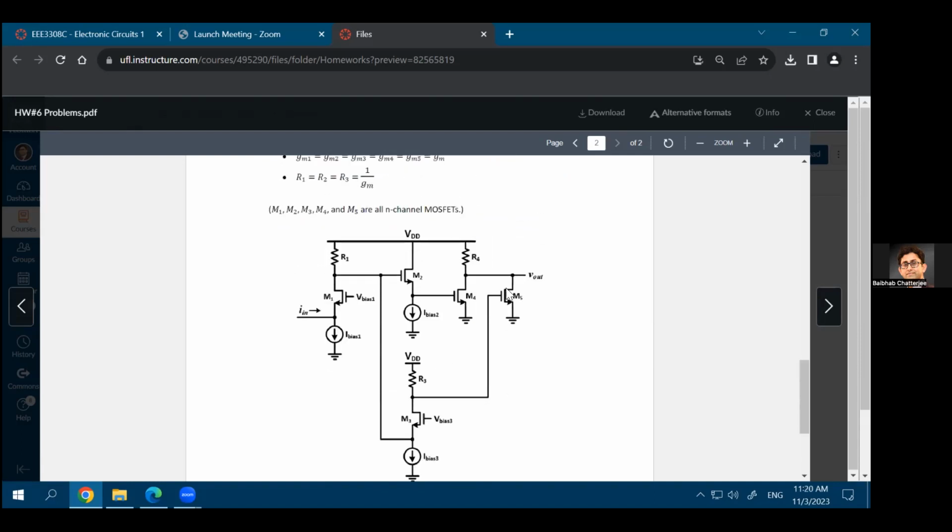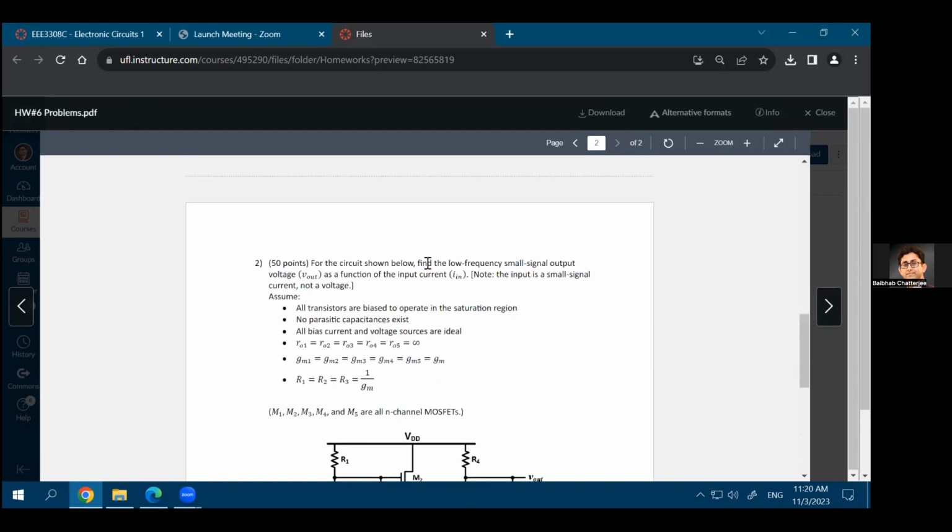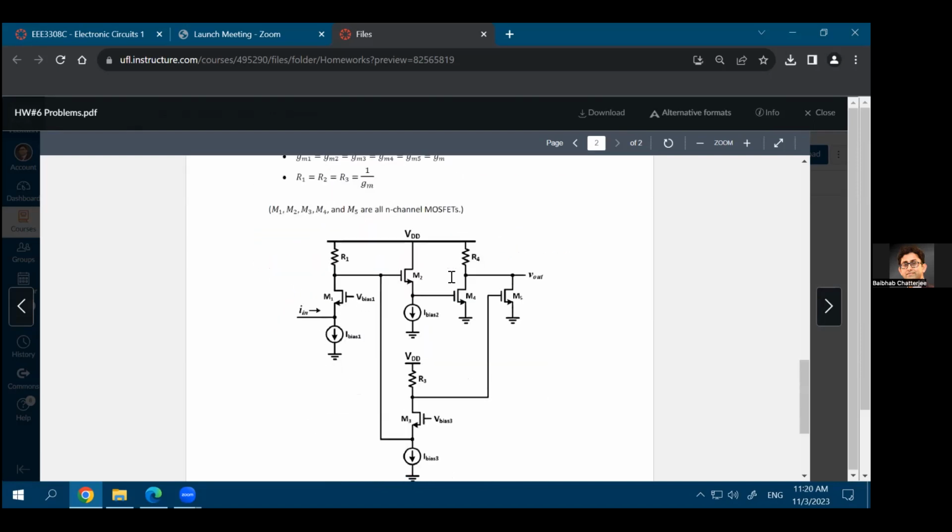So now you're asked to find out what is the overall gain of the system, or you can find out the output voltage as a function of the input current. Right? So this input is a small signal current. This current source is used to bias this transistor. And you're asked to find out what is the output voltage, AC small signal output voltage, as a function of the AC small signal input current.